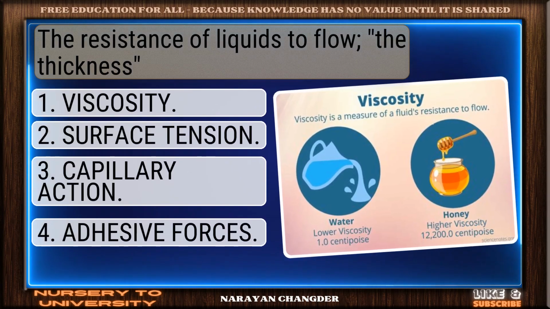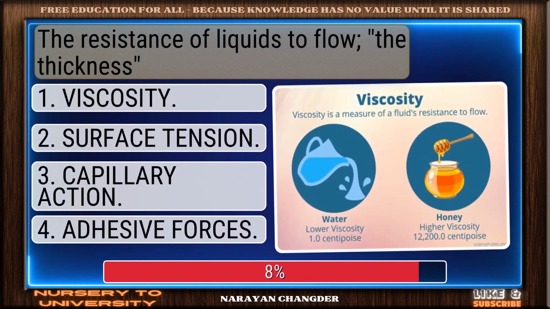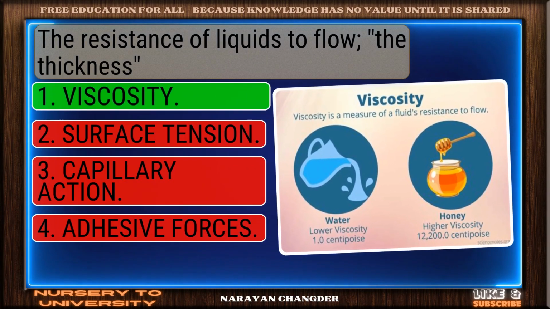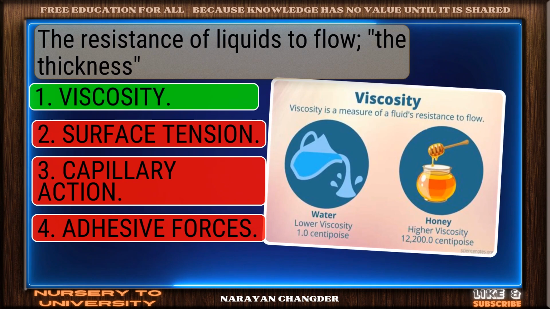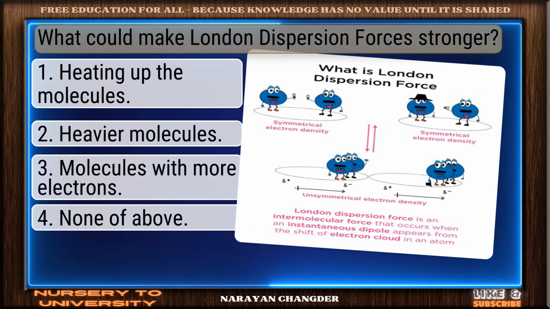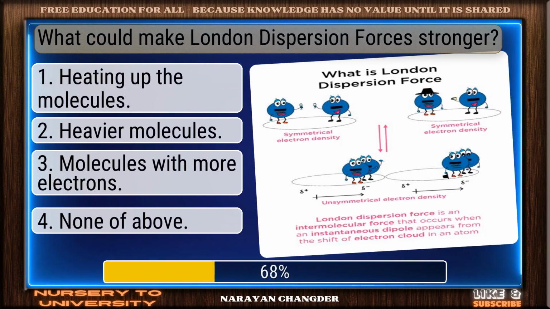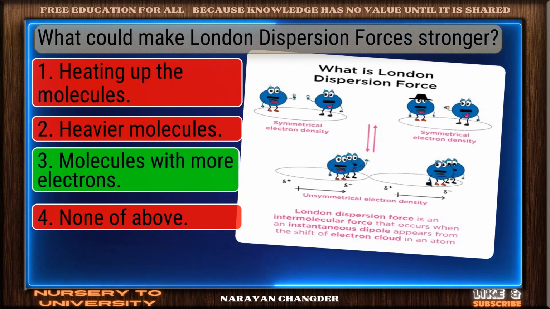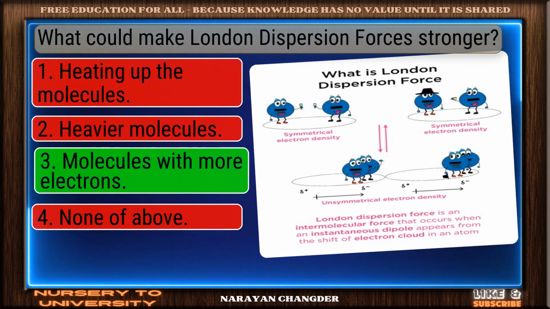The resistance of liquids to flow, the thickness. Perfect. Viscosity is the correct choice. What could make London dispersion forces stronger? Strong choice. Molecules with more electrons is the right answer.